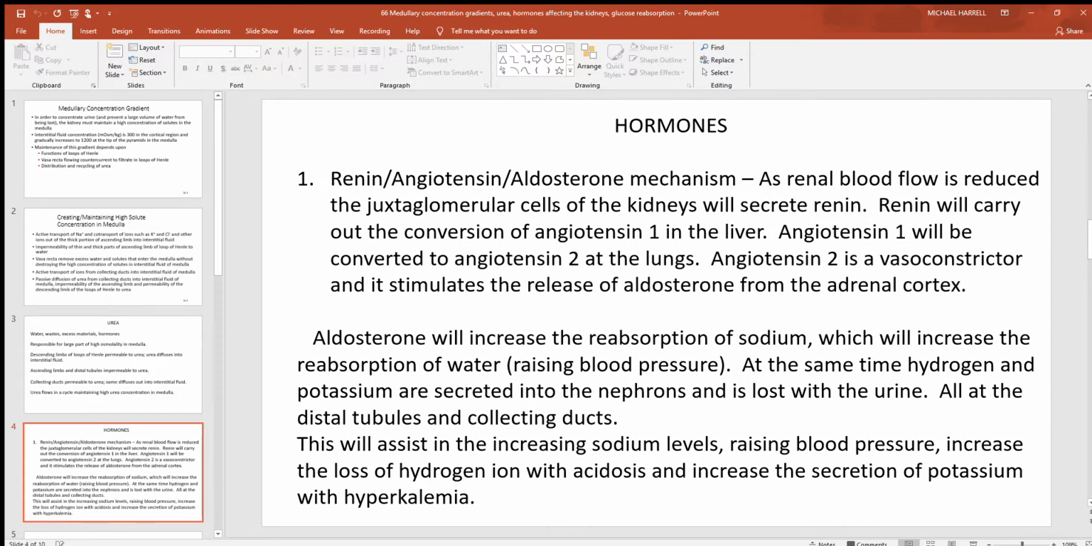These juxtaglomerular cells of the kidneys will secrete renin. The renin will carry out the conversion of angiotensin 1 in the liver. Angiotensin 1 will be converted to angiotensin 2 at the lungs. And that angiotensin 2 is a powerful vasoconstrictor, and it'll stimulate the release of aldosterone.